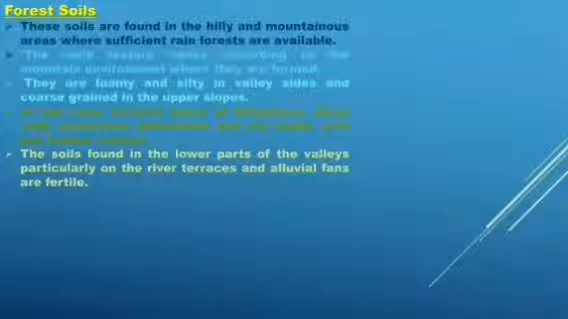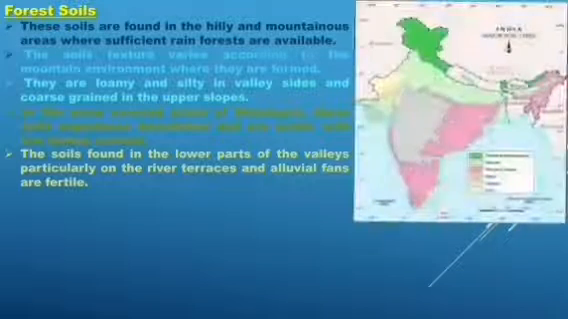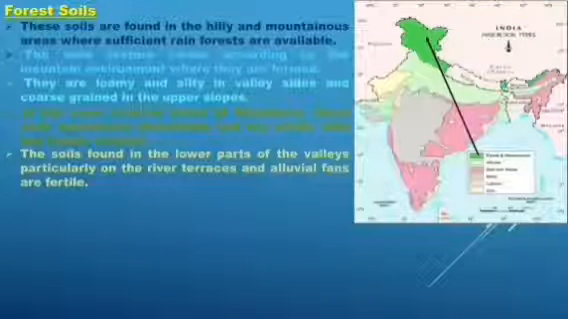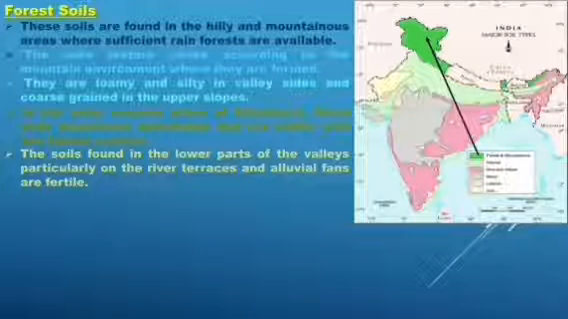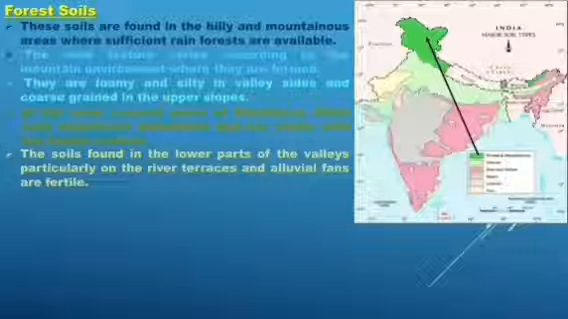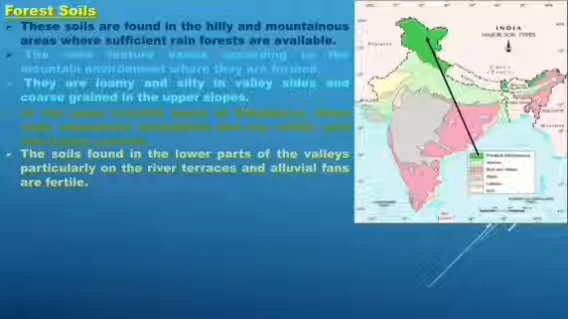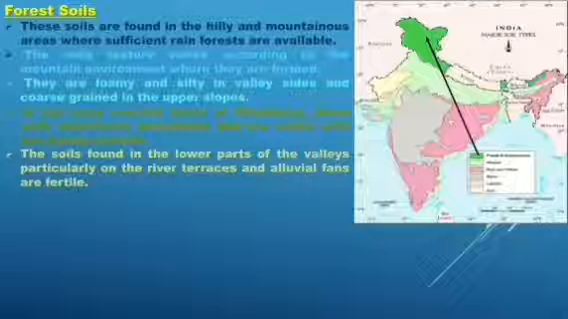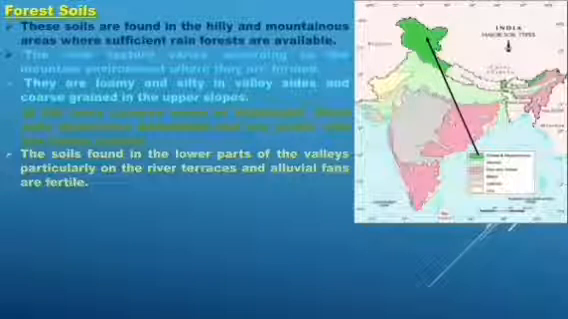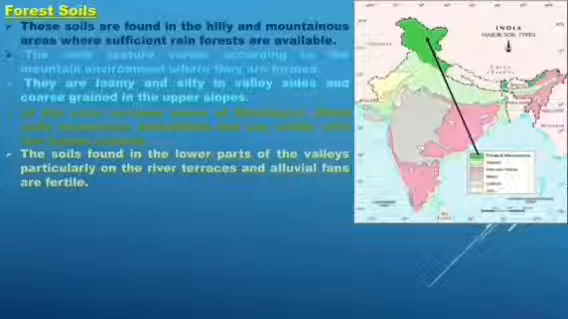Next is forest soil. These are also known as mountain soils. The fertility of these mountain soils also varies from the mountain peak to the lower side of a mountain. Mountains are almost covered with forests and wildlife.